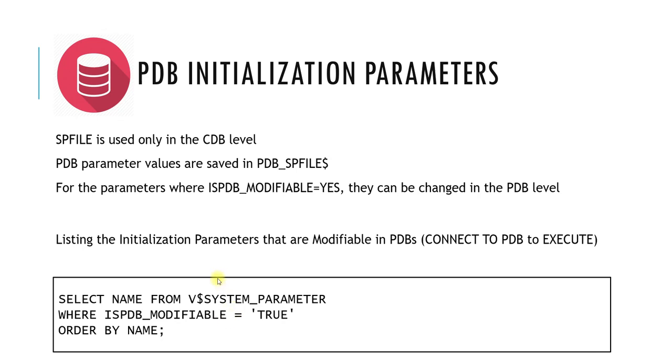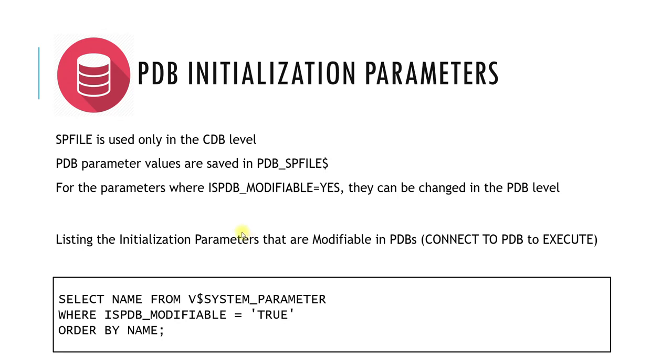Now the PDB initialization parameters. As we already have said, the SP file is associated with the CDB, not any specific PDB, but there are some parameters which are associated with a PDB. Those can be queried from V$SYSTEM_PARAMETER. Okay, you have to look for ISPDB_MODIFIABLE equals TRUE.